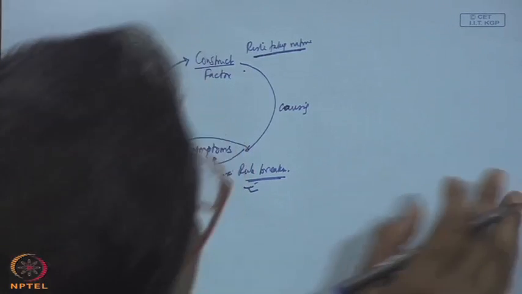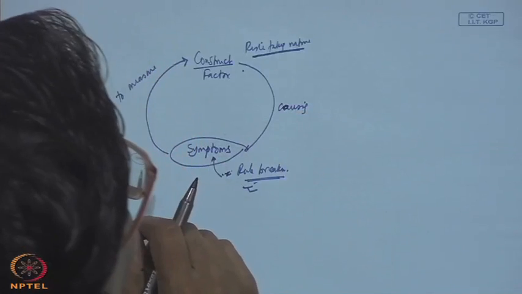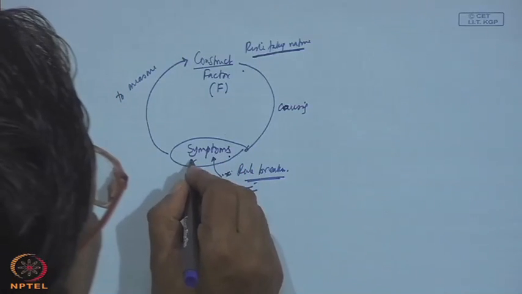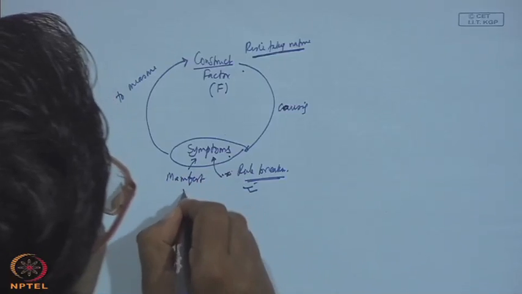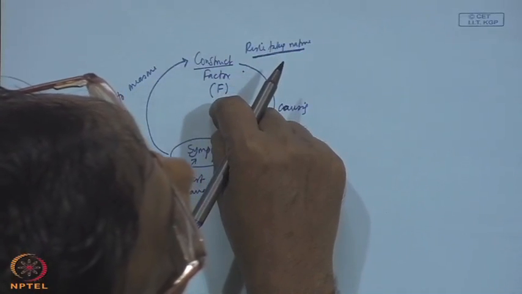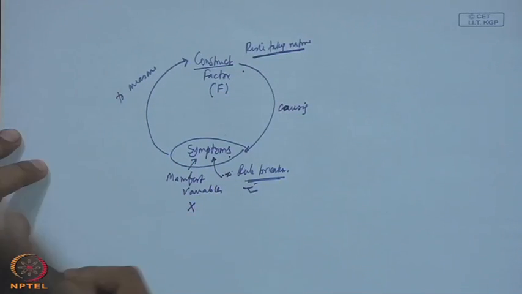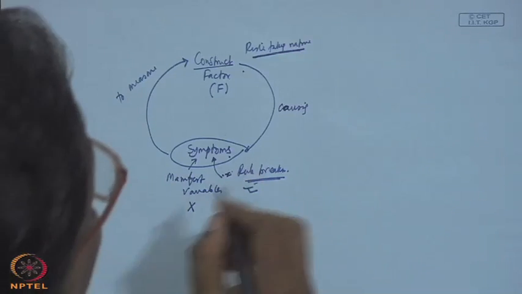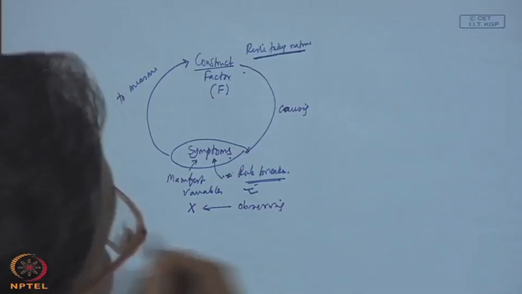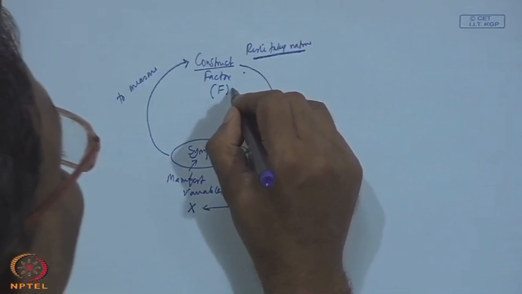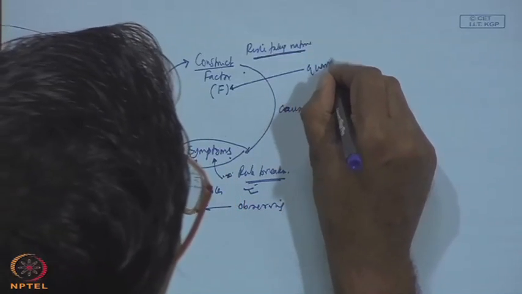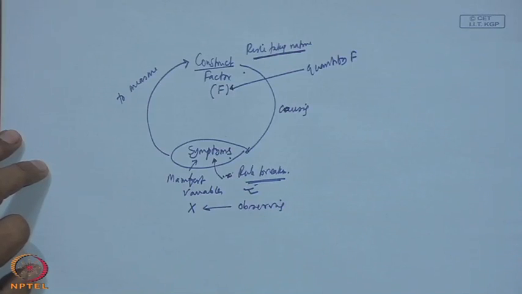So, essentially the concept is like this. If I say this factor is F and there are several symptoms, which we can say are the manifest variables, the symptoms are nothing but manifestation of this hidden thing. So, this manifest variable, if we say x, that means what is available with you? You are observing this x and you want to quantify f.